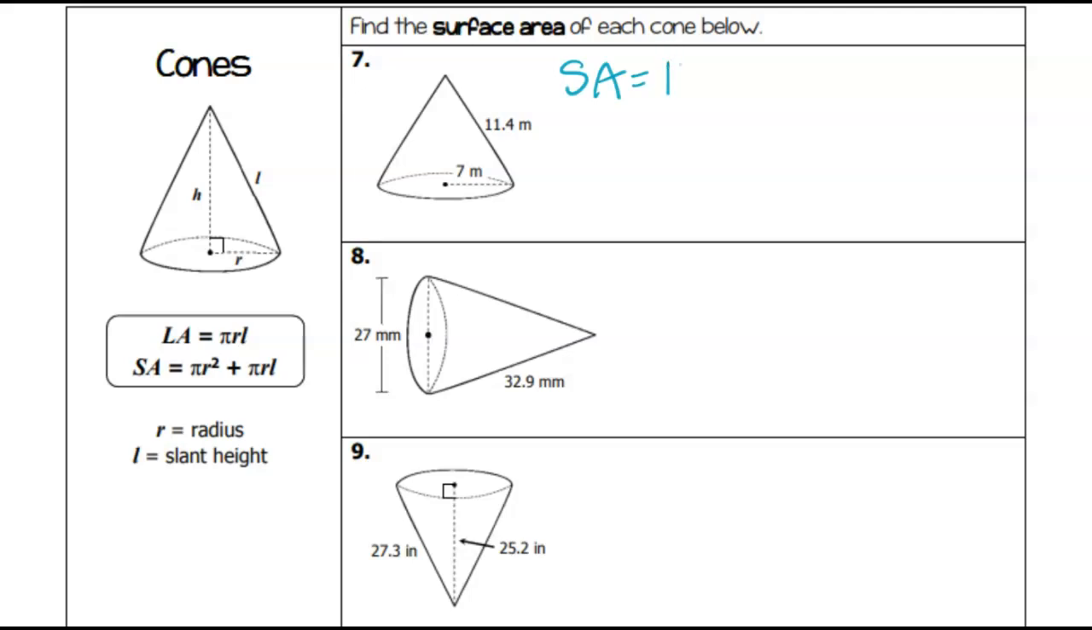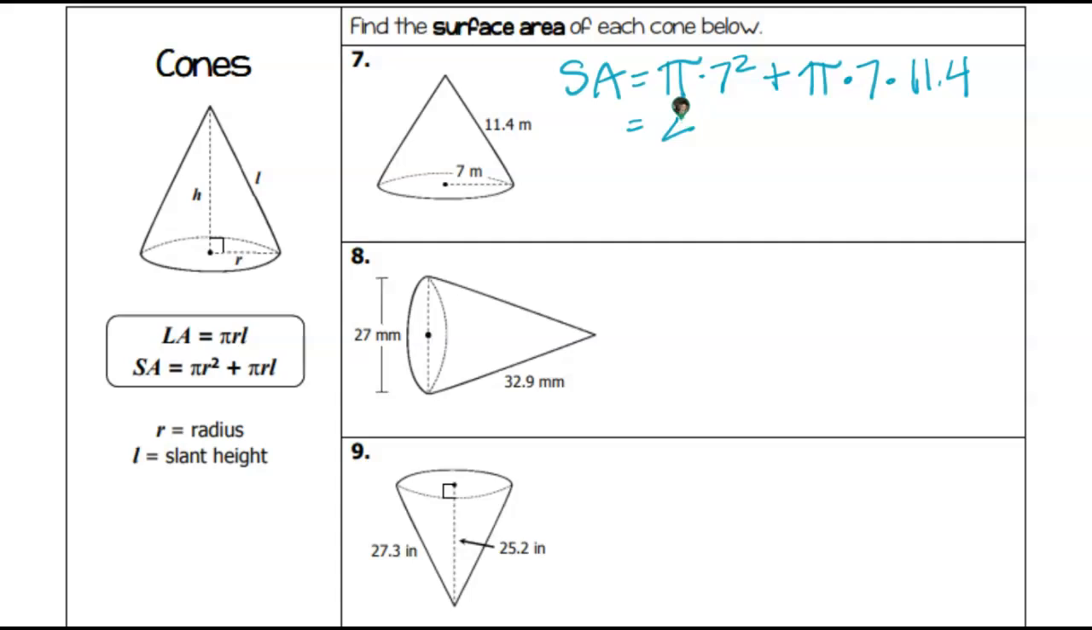So pi times 7 squared. Then I'm going to add it to pi rl. So I have pi times 7 times 11.4. And when I work that out, similarly to how I was working with my pi before, I can put this all in the calculator with pi and combine it together.